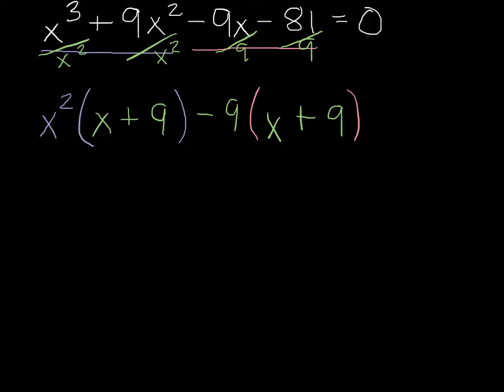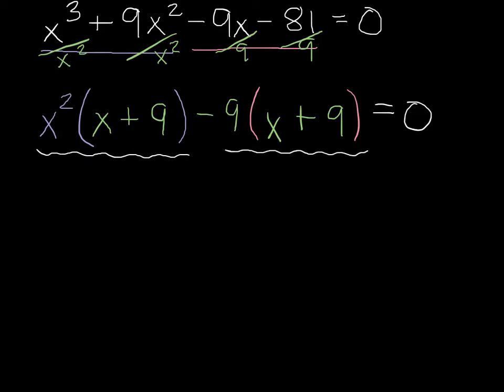So at this point, let me go ahead and change the color here. This whole thing still equals 0, the whole thing. Now I need to continue the factoring by grouping. I need to continue it because if you'll notice, these two products share a common factor.